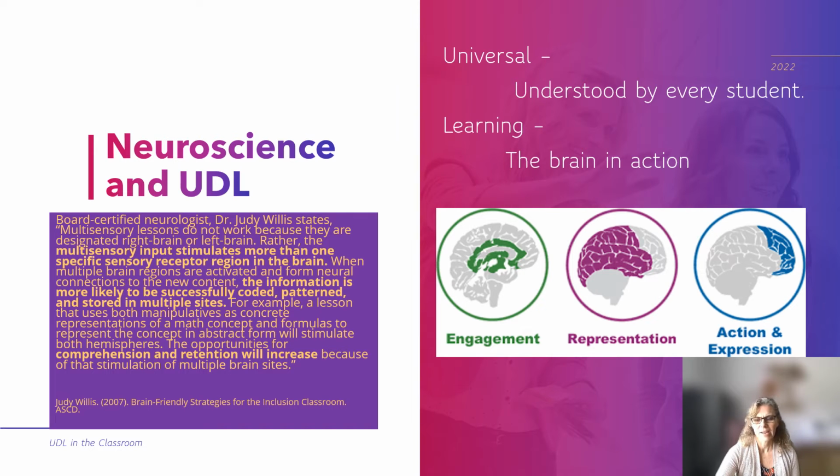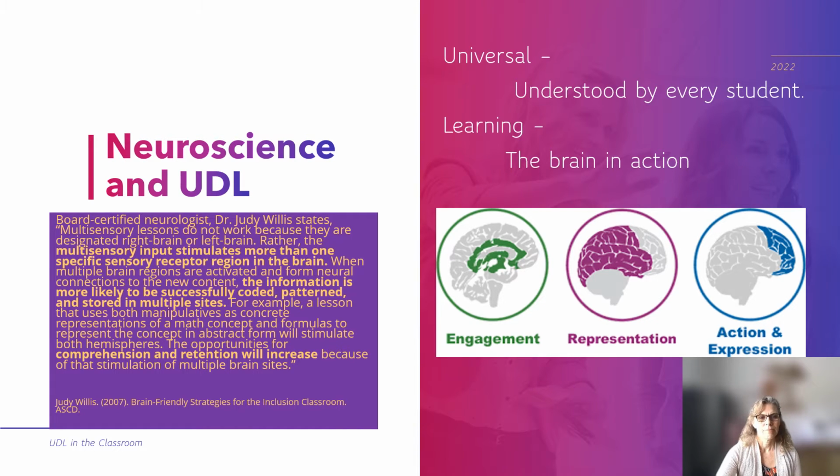And then we have the action and expression network. That's our strategic network. That is the how of learning. It involves knowing how to plan an outline, per se, for a research project, or plan a trip to the grocery store, or know how to respond to a question asked in class, for example.